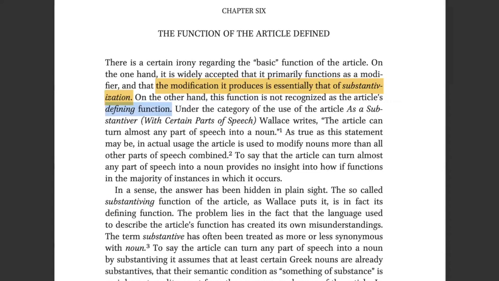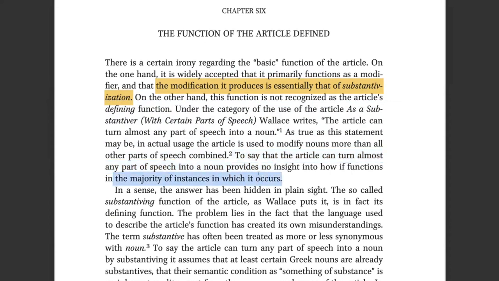Under the category of the use of the article as a substantivizer with certain parts of speech, Wallace writes, the article can turn almost any part of speech into a noun. So that's basically what he means here, that it can turn a part of speech into a noun or something acting like a noun. As true as this statement may be, in actual usage, the article is used to modify nouns more than any other parts of speech combined. And so that was the point I was just getting to. What do you do whenever it's modifying a noun? To say that the article can turn almost any part of speech into a noun provides no insight into how it functions in the majority of instances in which it occurs.